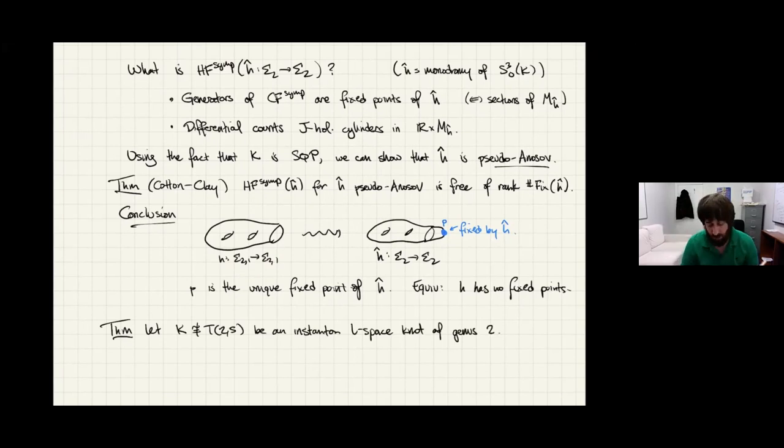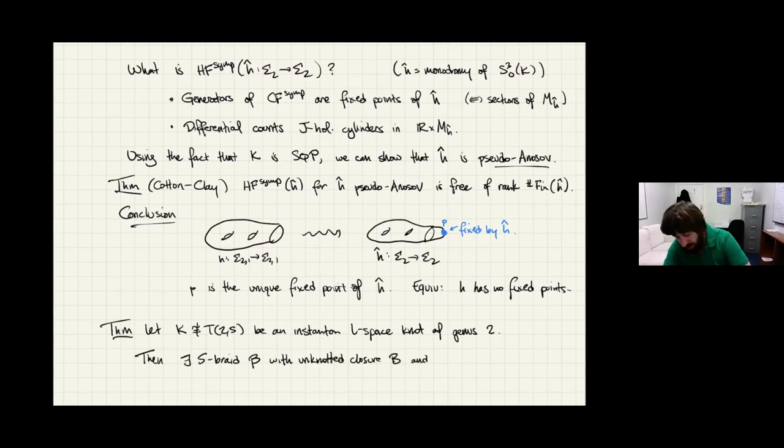Okay. In that case, I claim that there's a 5-braid, say, let's call it beta, with unknotted closure. Let's call that capital B, and braid axis A. Okay, here's a picture over to the side. Beta is our 5-braid. We've got braid axis A.